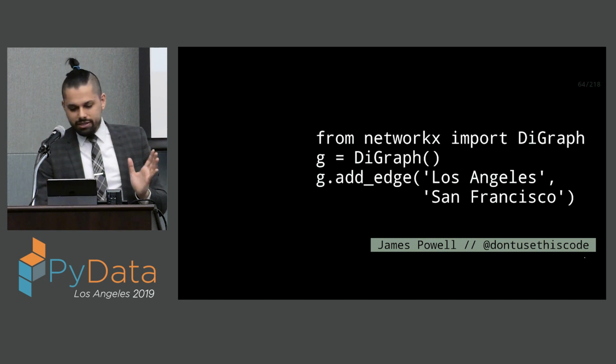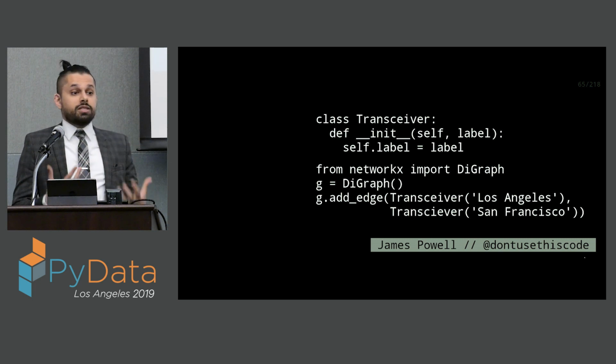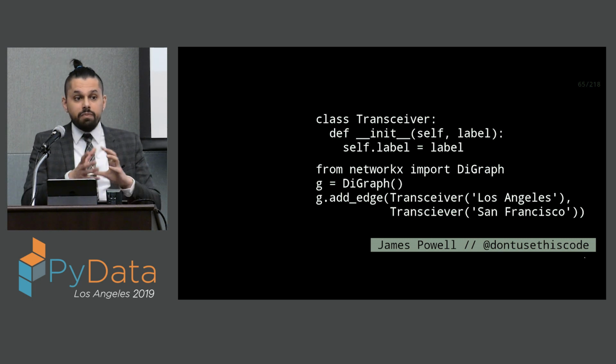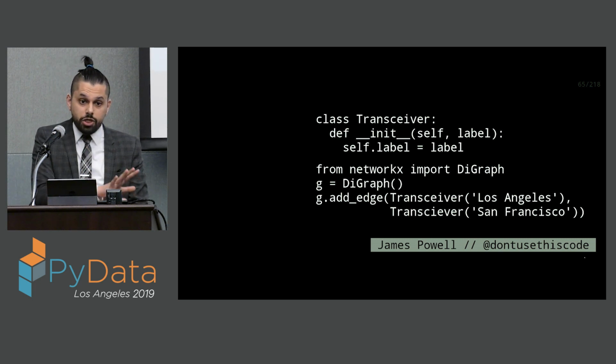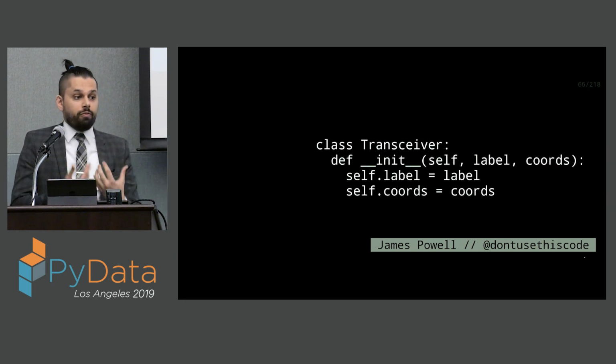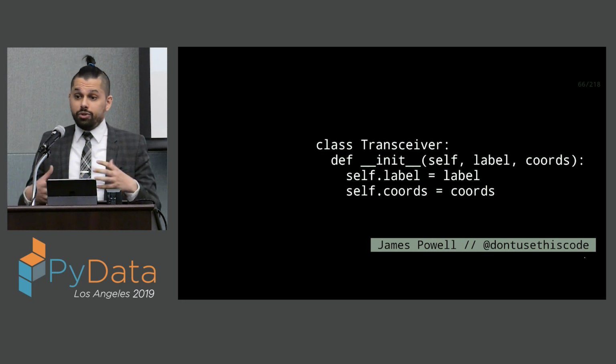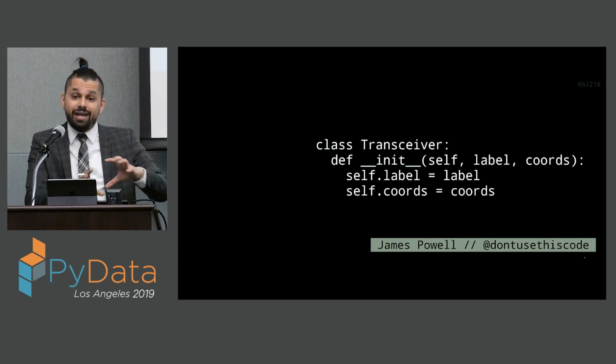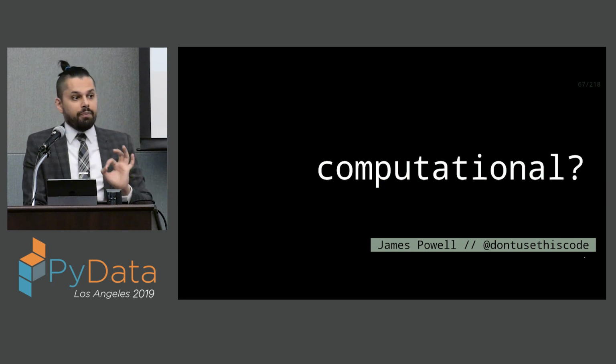That's absolutely pointless. Instead, what you'll probably have is some custom object, and that custom object will have some data that won't necessarily be used in the computation, and you'll put those into your digraph. Now, that custom data might include information that's not used in the computation, for example, the coordinates of the transceiver, so you can plot it nicely, but it's not used as part of the OSNR computation. However, there may be computational elements in there.